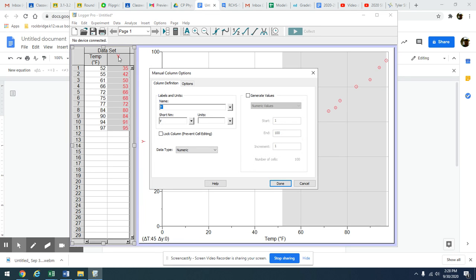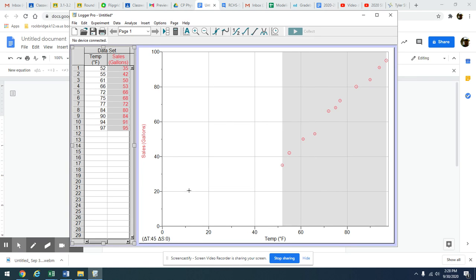Fix up the Y values. That is sales. I guess we could abbreviate that S. Units are gallons. All right, so temperature in degrees Fahrenheit, sales in gallons.